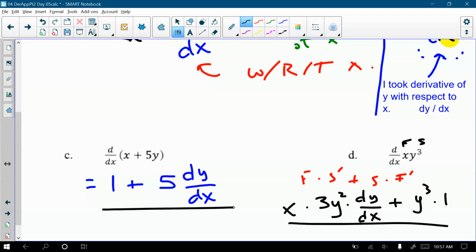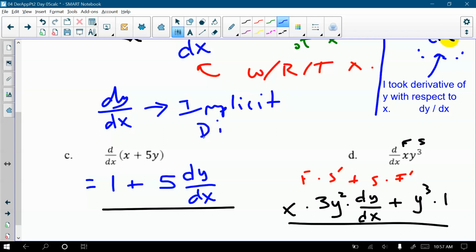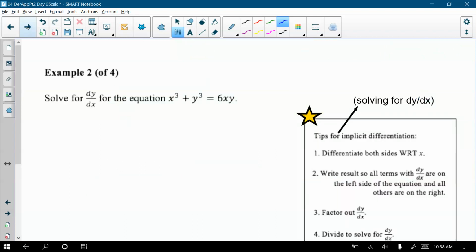So to summarize, before we go on, when you put dy dx, that is implicit differentiation, because you are taking the derivative of a variable that is not explicitly defined, and you have to put that dy dx part. Are there any questions? Good, because now we're going to go on to the second example. Please pause the video and try to do that on your own.